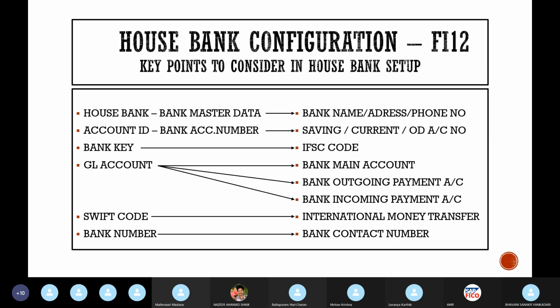Next, bank key. Bank key is nothing but IFSC code, this is the key which we are using to transfer funds within the country. Next, GL accounts. For every house bank, we need to create 3 GL accounts. Bank main account, bank outgoing payment account, bank incoming payment account. Then SWIFT code, international money transfers, and bank number. In this configuration, bank number is nothing but bank contact number. These are the points which we need to keep in mind before the configuration.